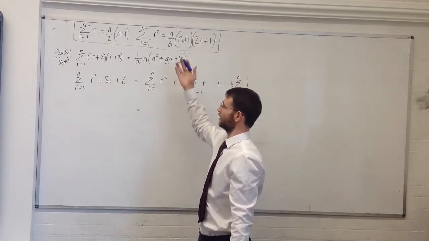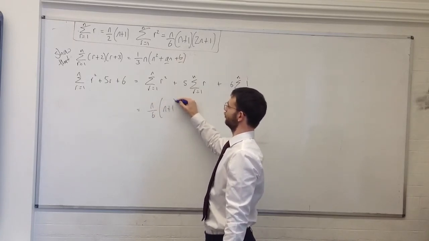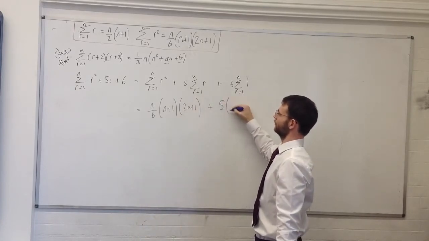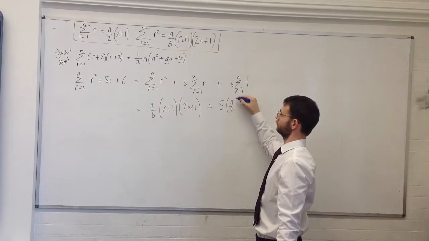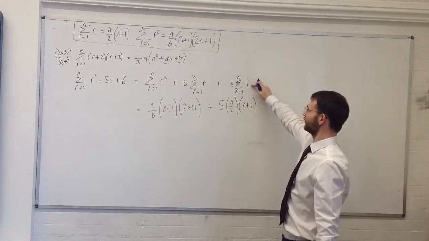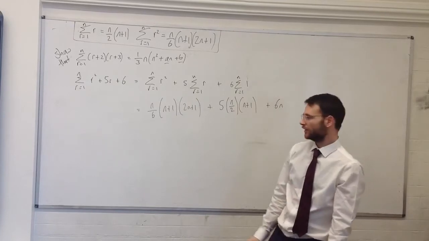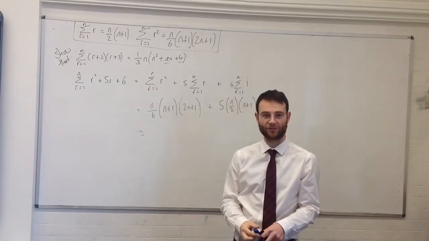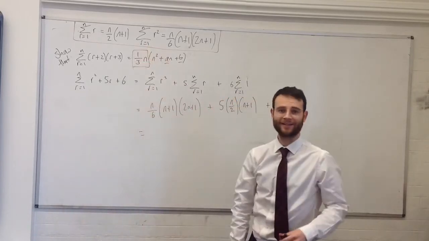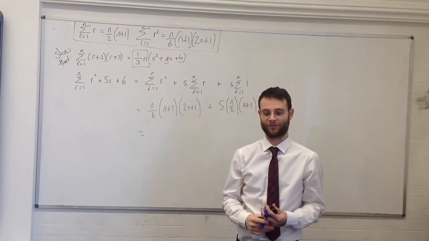And now I can just sub in my formulas. So n over 6, n plus 1, 2n plus 1, add 5 lots of n over 2, n plus 1. Remembering the sum from 1 to n of 1 is n lots of 1, which is n, so 6n. Right, now at this stage, I would be looking at the show that, and I'd say, okay, 1/3 n is a factor, and I'm going to take 1/3 n out of the equation.